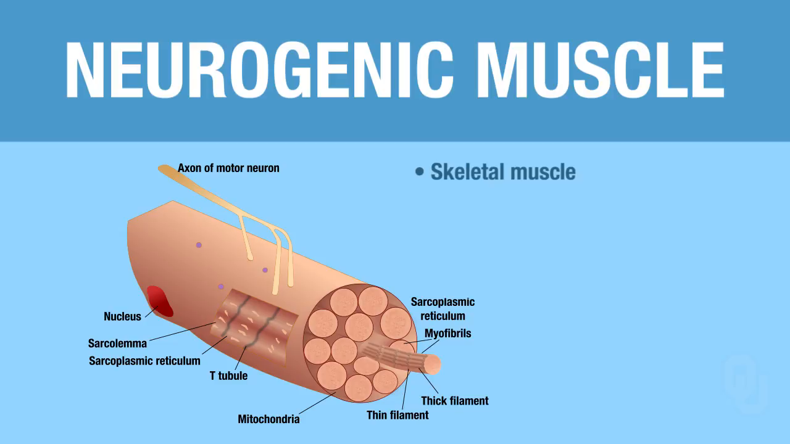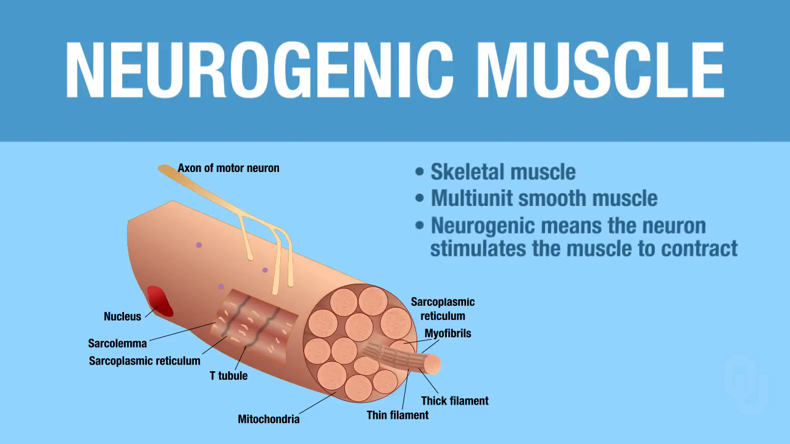There is also a type of smooth muscle called multi-unit smooth muscle that is neurogenic. So once again, neurogenic means the neuron stimulates the muscle to contract.